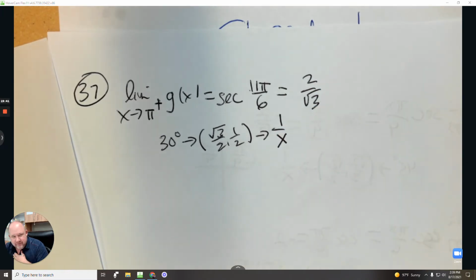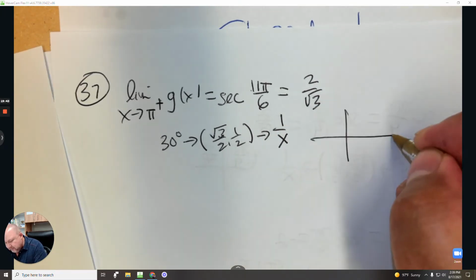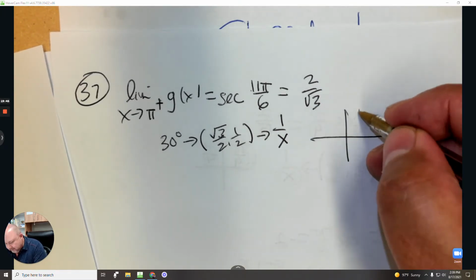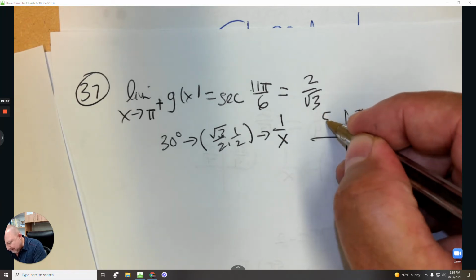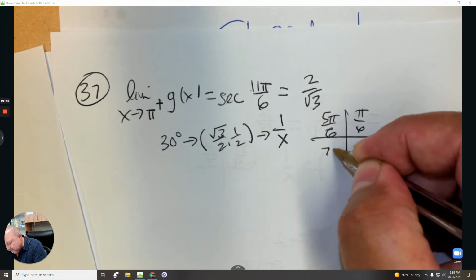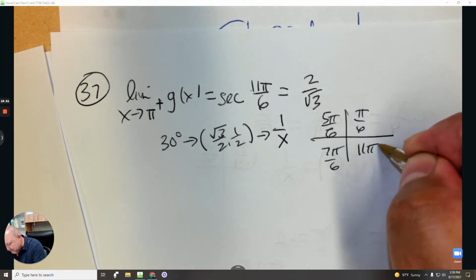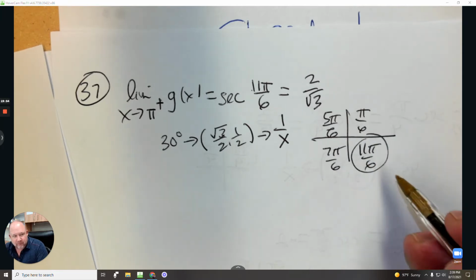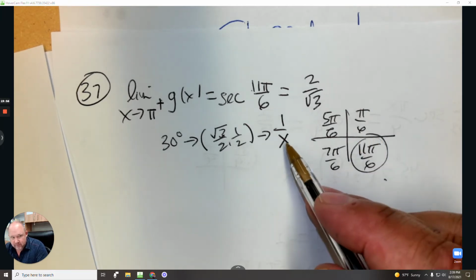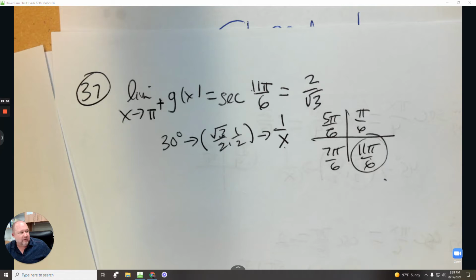And then the last step is to know what quadrant it's in. So we have 1 pi over 6, 5 pi over 6, 7 pi over 6, and 11. We're right here in quadrant number 4, where it's a positive value. The x-coordinate is positive, so the answer is positive 2 over root 3.